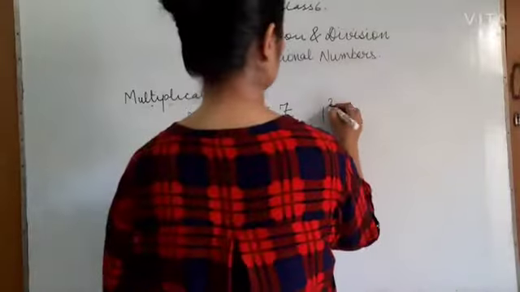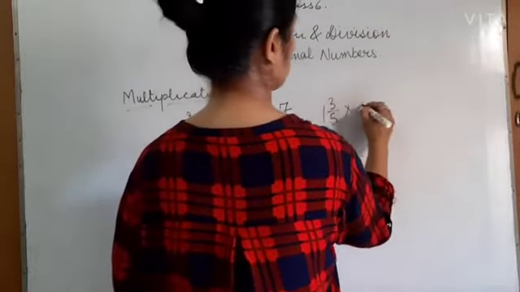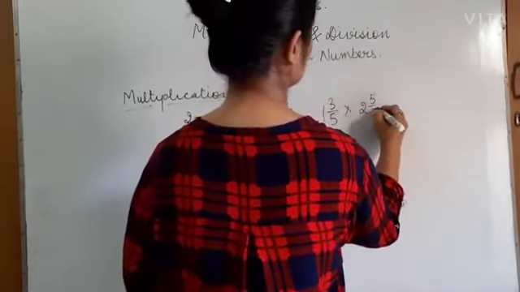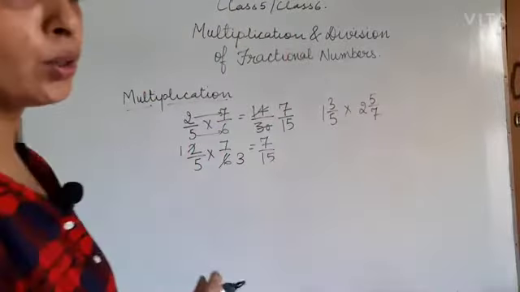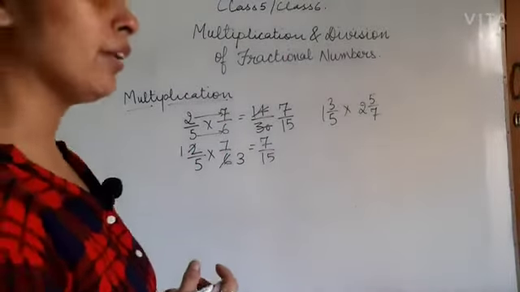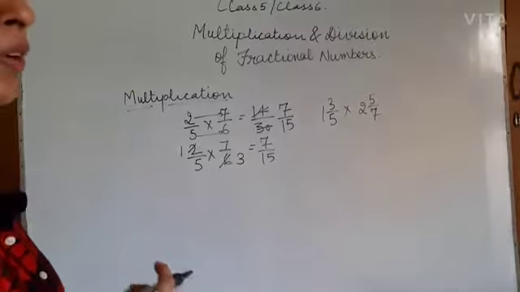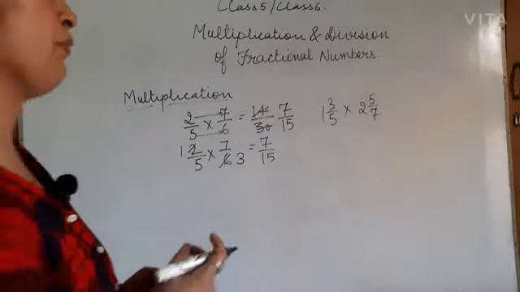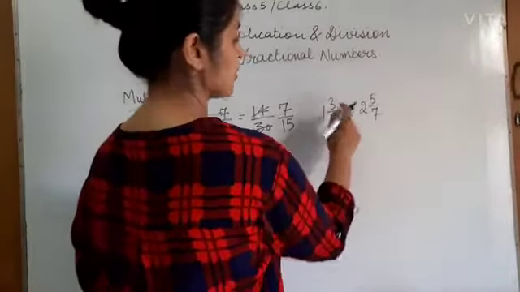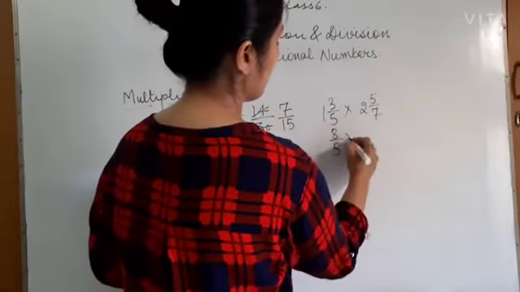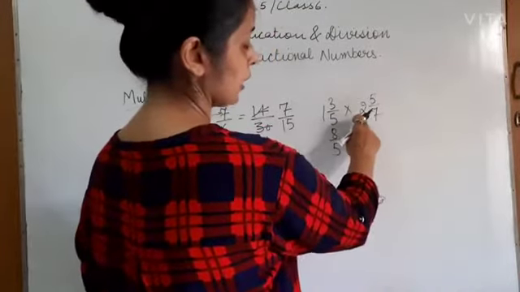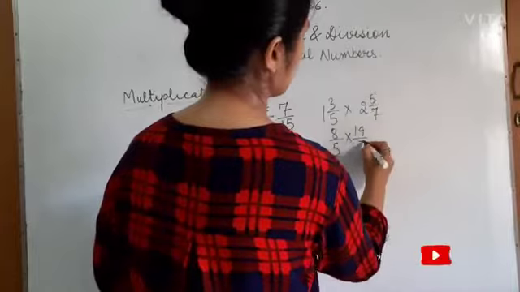Suppose our fractions are given as mixed fractions. Suppose they have given 1 3 upon 5 multiplied by 2 5 upon 7. So what will we do? I already told you, whenever they give you mixed fractions, first we convert them into improper fractions. 5 1s are 5 plus 3, 8 upon 5, multiplied by 7 2s are 14 plus 5, 19 upon 7.